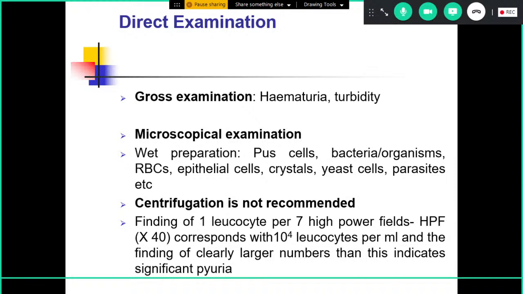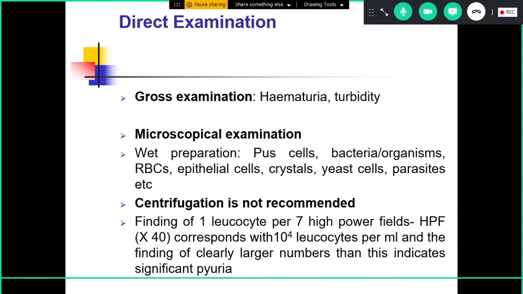We do the microscopic examination directly on urine. We don't have to centrifuge the urine. The presence of one leukocyte per high power field is taken as significant. So when we do a wet mount preparation, our purpose is to look for pus cells, bacteria, RBCs, squamous epithelial cells, crystals, yeast, and any parasites if present.